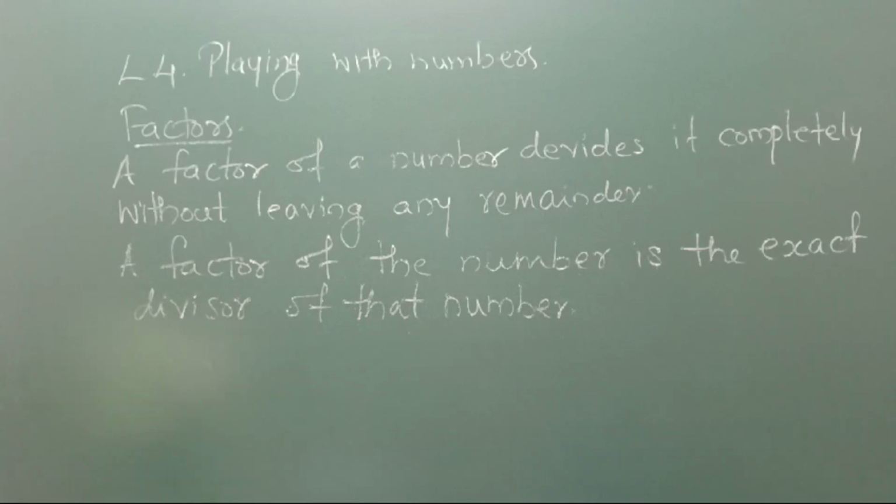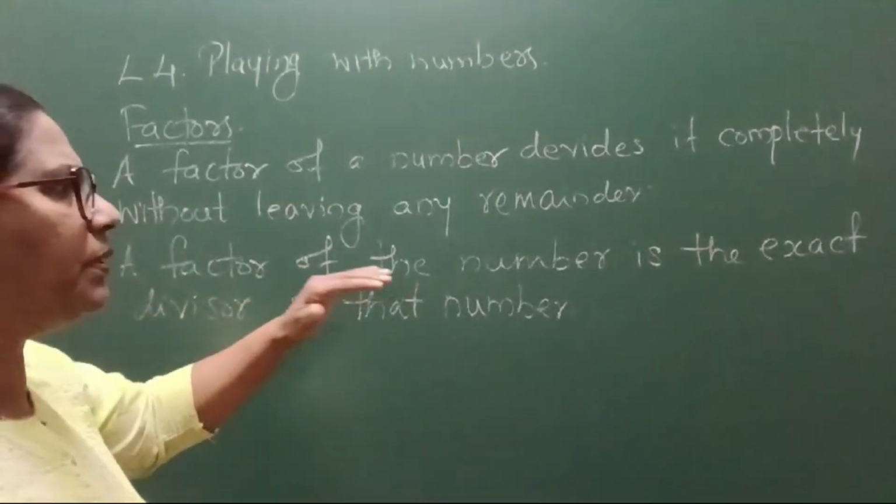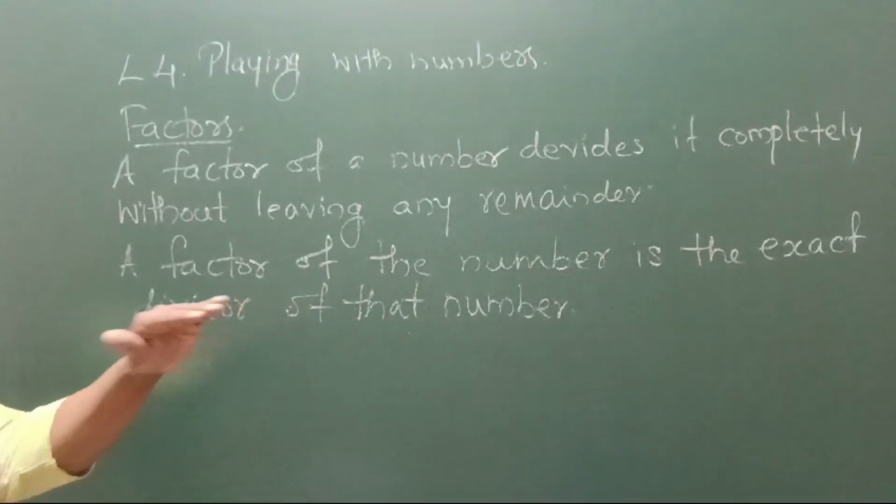A factor can divide the number completely without leaving any remainder. That means the remainder will be 0. When you divide a number by a factor, then the balance or remainder will be 0. A factor of the number is the exact divisor of that number.